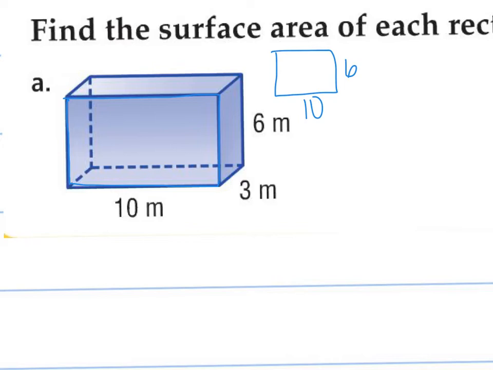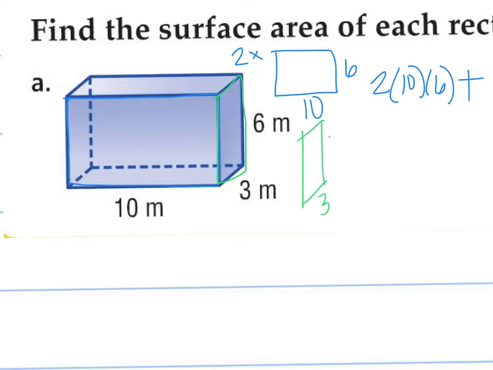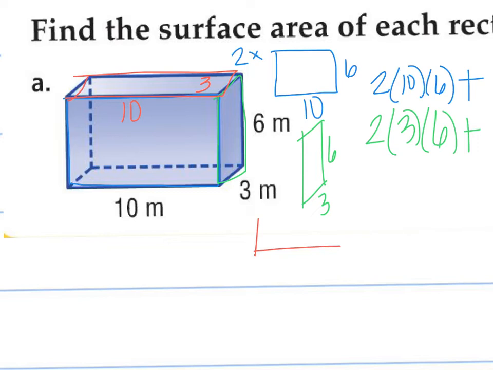So 10 by 6, and we have 2 of those. So 2 times 10 times 6, plus we have our side, which is a 3 by 6. So I'm going to kind of draw that like that. 3 by 6. So 2 times 3 times 6. And then we have our top and our bottom, which is a 10 by 3. So then it's going to be 2 times 10 times 3.